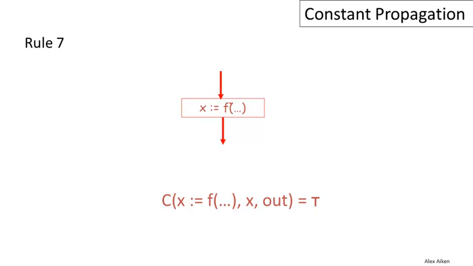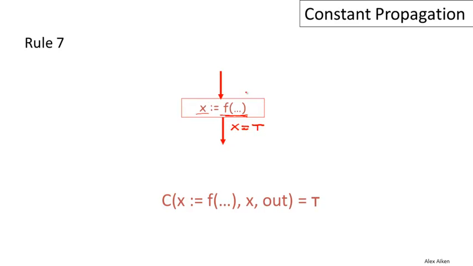Another possibility is that we have an assignment to x, but the right-hand side is more complicated than a constant. So this case is for everything except a constant assignment. Okay, so this f here just stands for some more complicated expression than just a simple constant. And in this case, we're just going to say we don't know what the value is. We're not going to try to guess what the result of that computation is, and we'll just say that x is equal to top. We don't know what the value of x is after the execution of this statement.